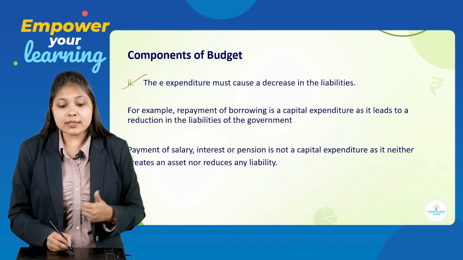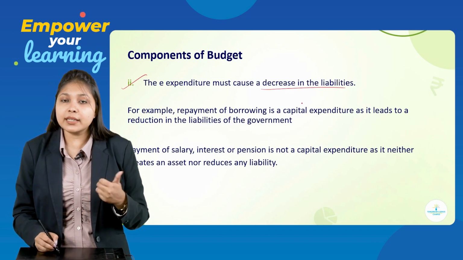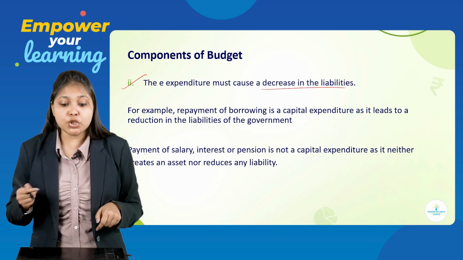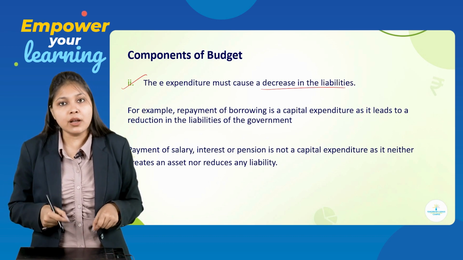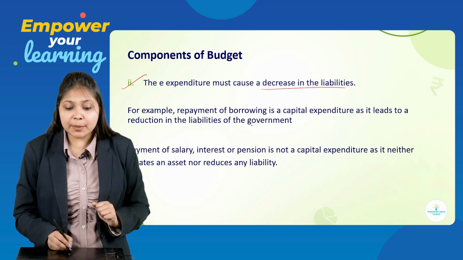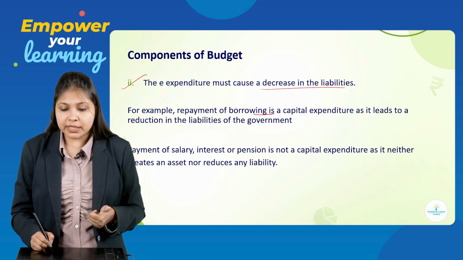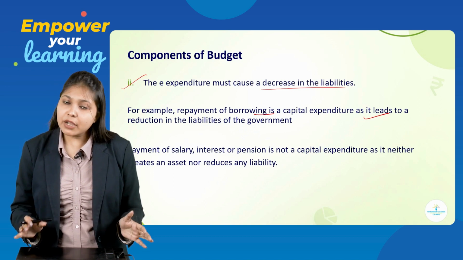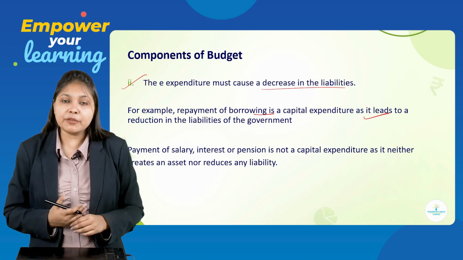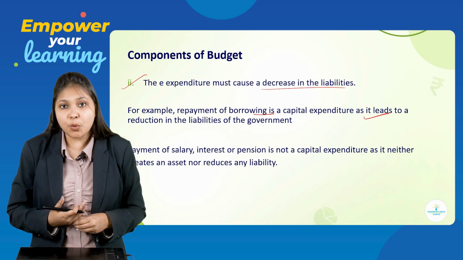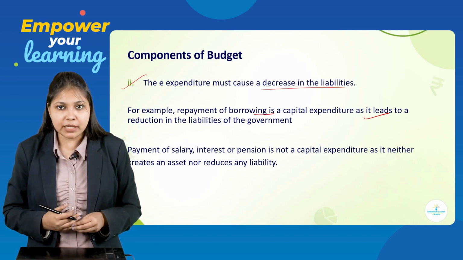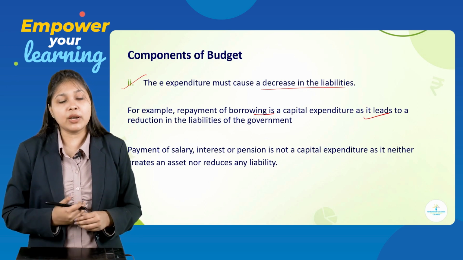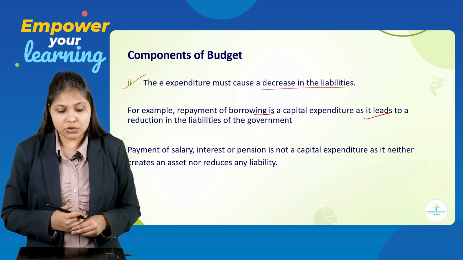Second condition is the expenditure must cause a decrease in the liability. Any expense to be called a capital expenditure should decrease the liability of the government. Example, repayment of borrowing is a capital expenditure as it leads to a reduction in the liability of the government. If the government is repaying its borrowings or its loan, it will reduce the liability of the government. And since it is reducing the liability of the government, it will be called a capital expenditure.